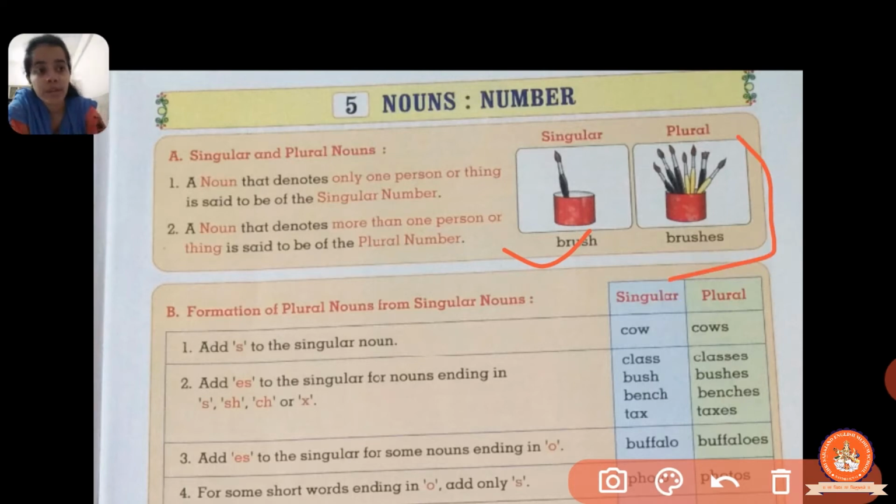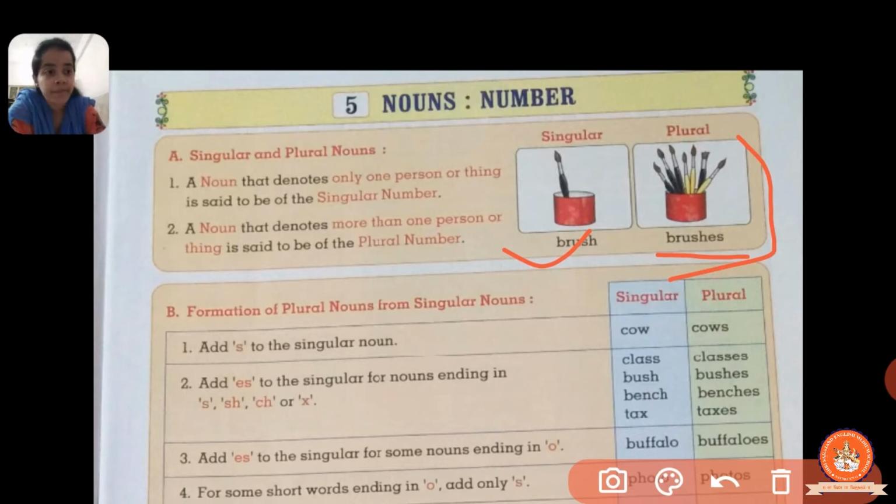So what have they done over here? Brushes. For singular, they have just put the word, the noun, brush, right? But if it is plural, if it's more than one, what have they done? They have added es at the end of that particular noun, so it is converted into plural. So if it's singular, we have written brush. If it's plural, more than one, they have added es at the end of that word, and this is said to be brushes.